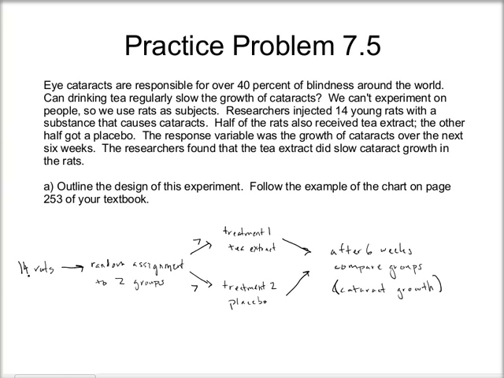So that is an outline of the design for this experiment. We've got 14 rats. We split them into 2 random groups, 7 in each group. The first group gets a tea extract treatment. The second group gets a placebo treatment. And then after 6 weeks, we compare the cataract growth in the groups of rats.